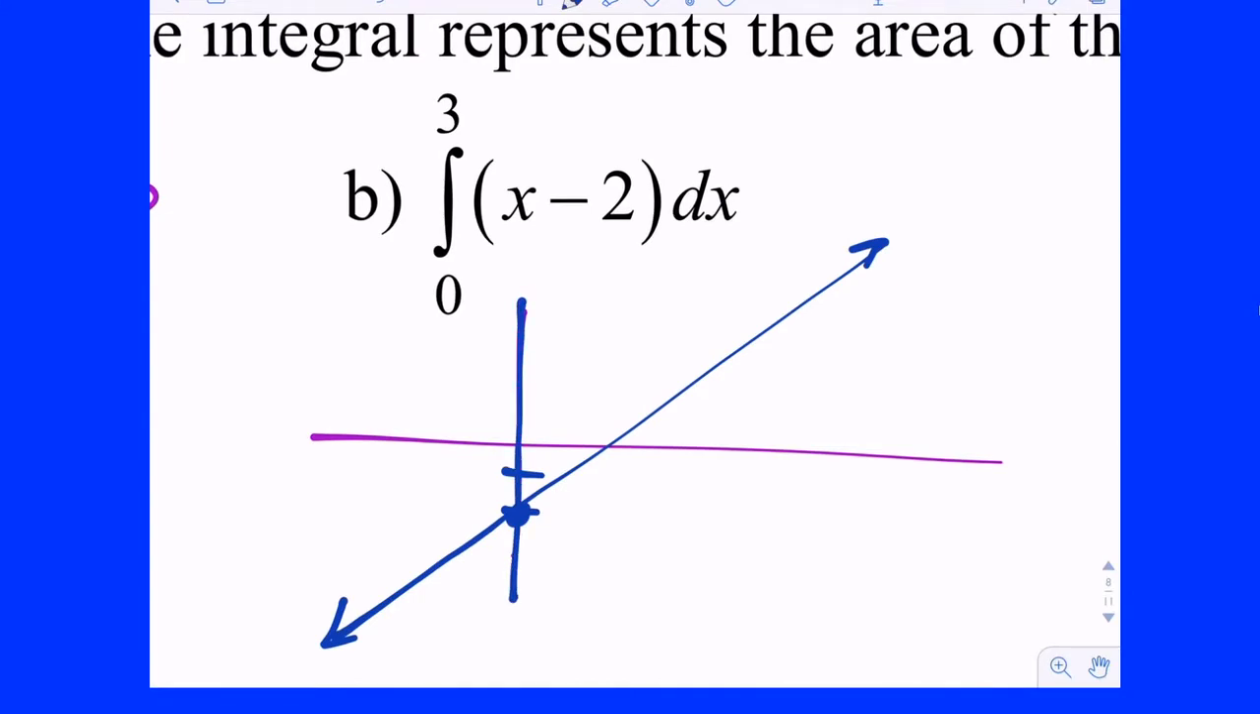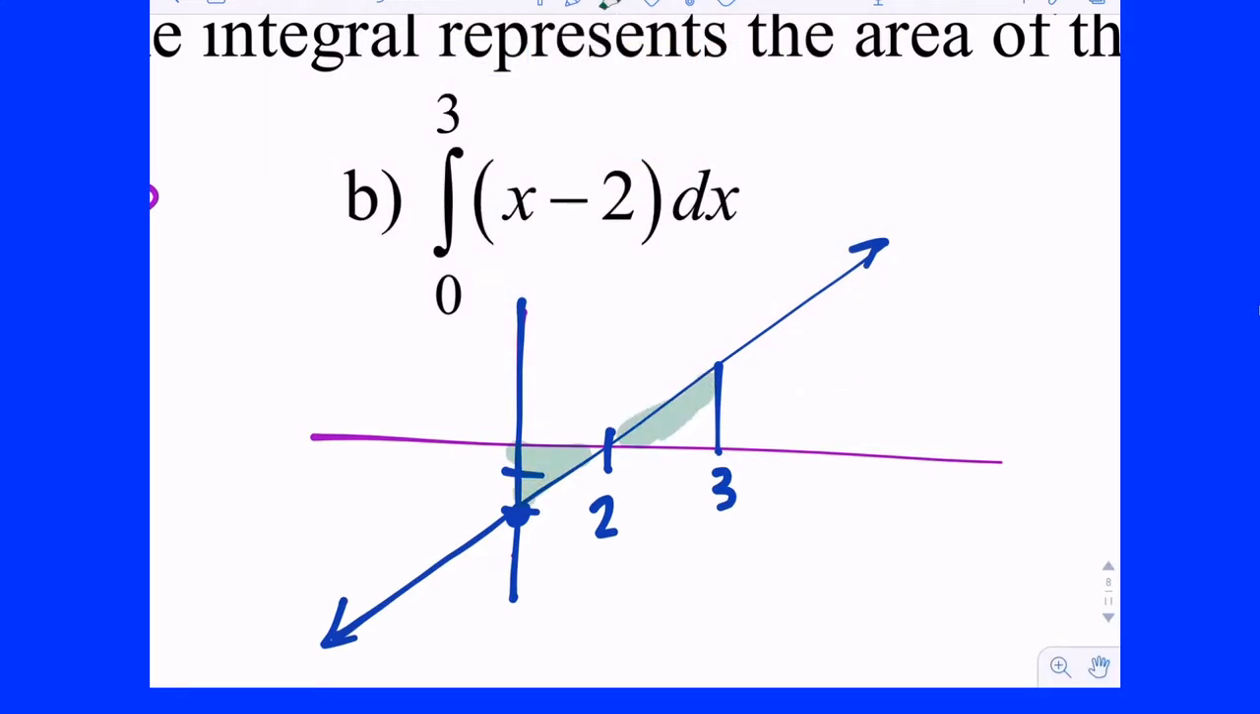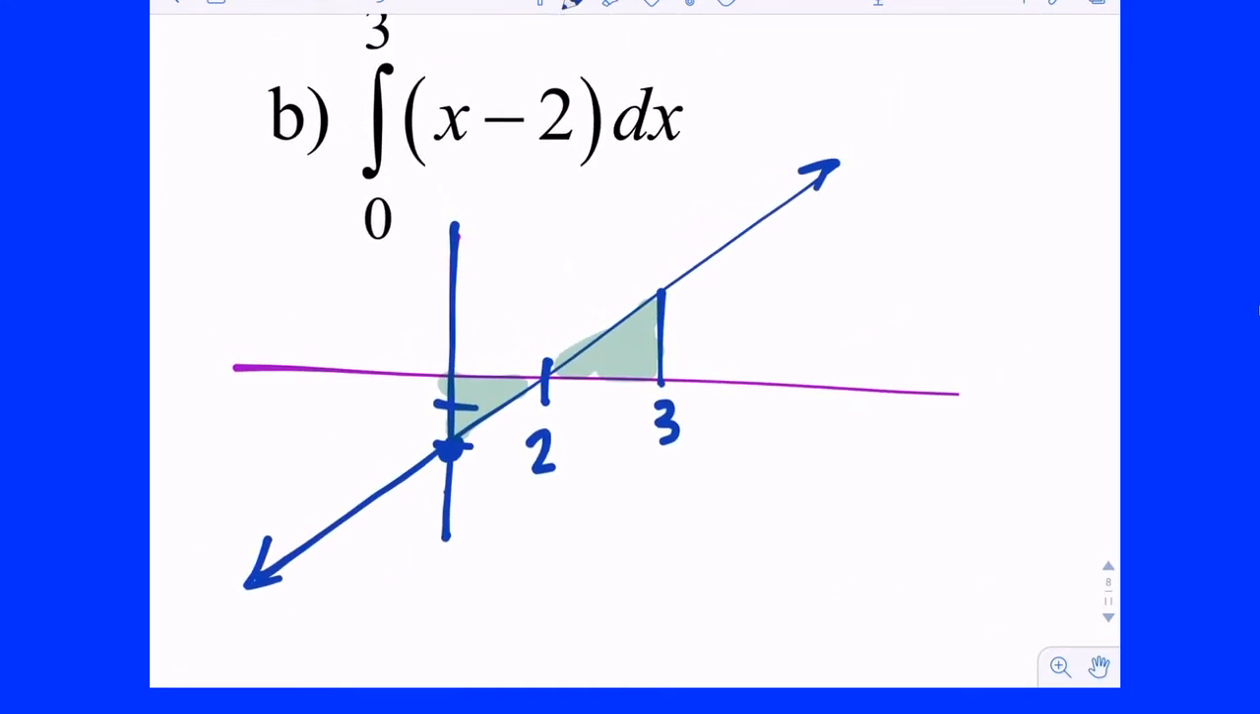I got that. Where's the x-intercept? Don't think too hard. 2. And so we're integrating to 3. All right, so we're looking for the integral. So notice that if I'm looking at it bounded by the x-axis, it forms 2 recognizable shapes, right? What are they? Triangles. Can we find the area of a triangle? Sure can. It's 1/2 the base times the height. So this is going to have a height of 2 and a width of 2. This one's going to have a width of 1 and a height of what?